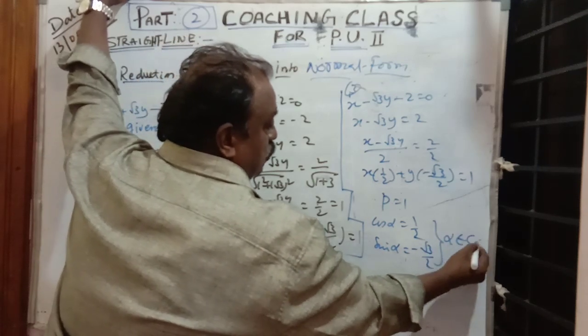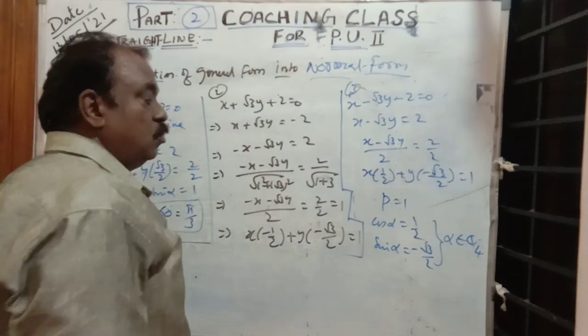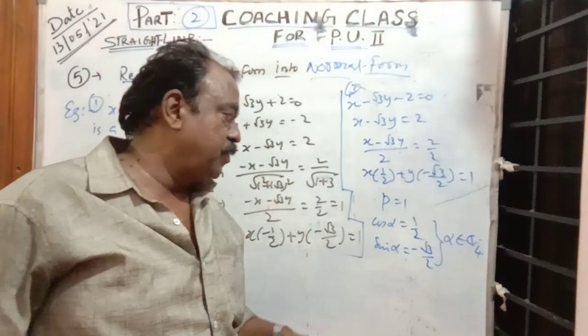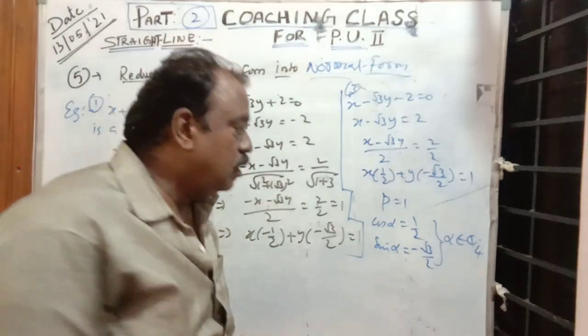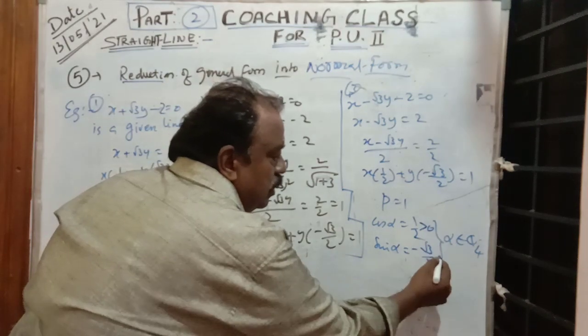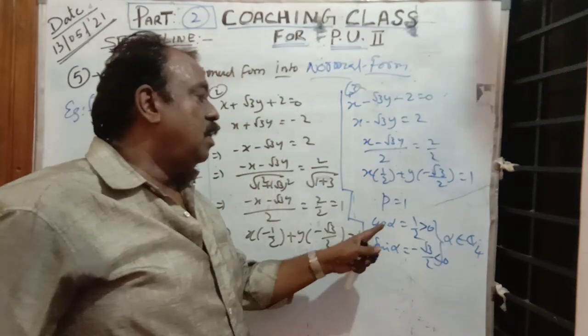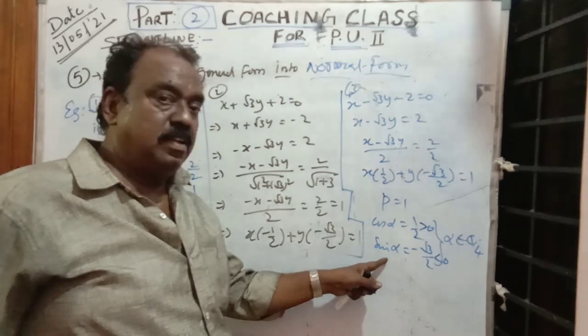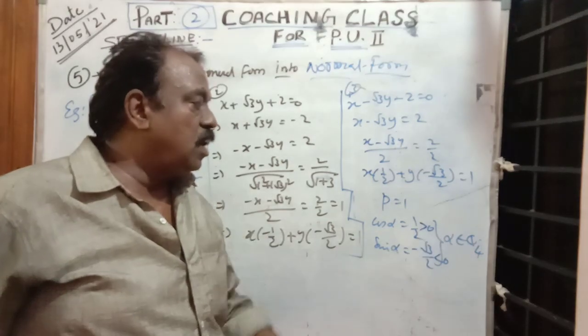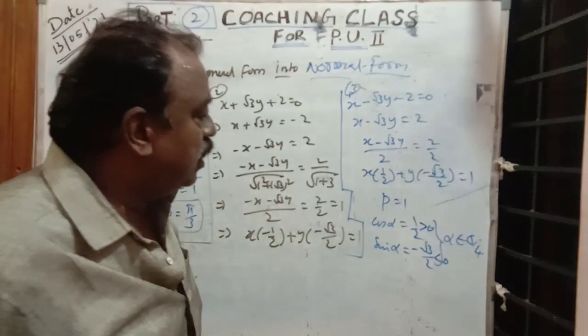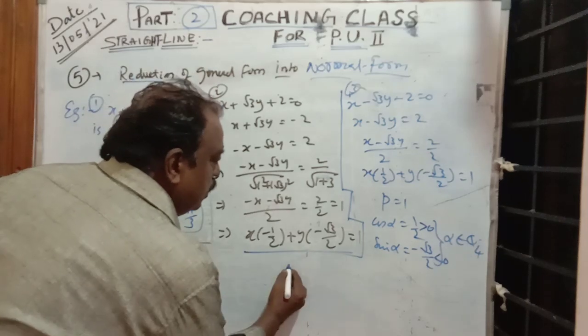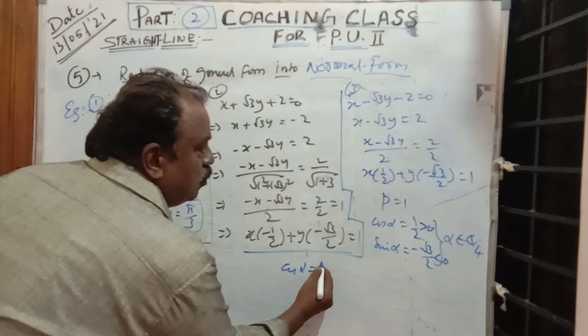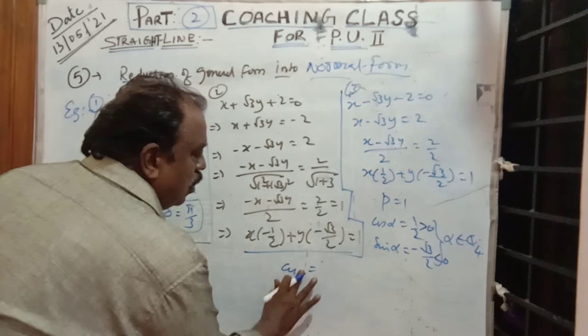Here alpha belongs to Q4. You see, cos is positive, sin is negative. Cos is positive and sin is negative in the fourth quadrant. So alpha is in the fourth quadrant. So how can you find alpha? Cos alpha is equal to, I will write sin.